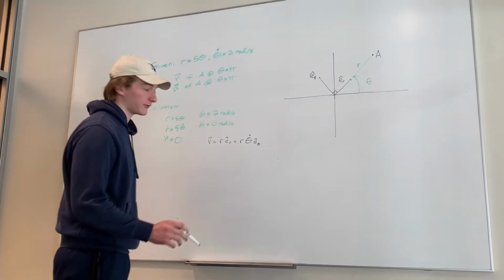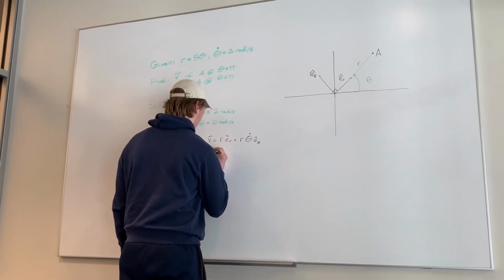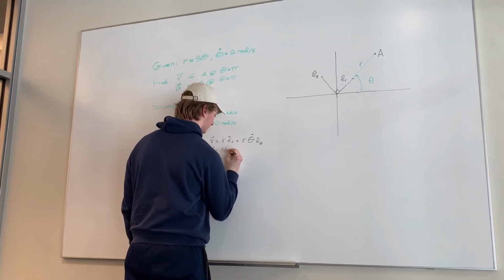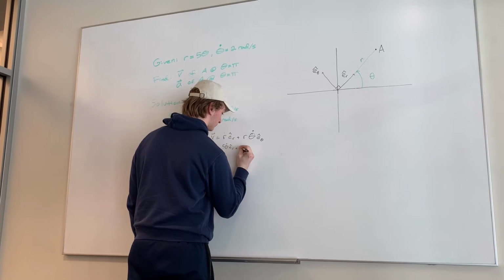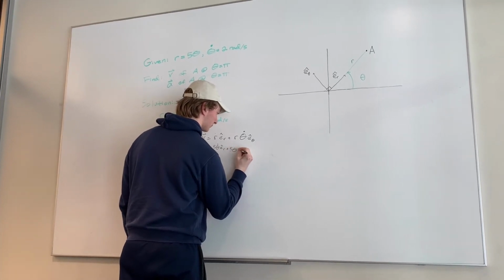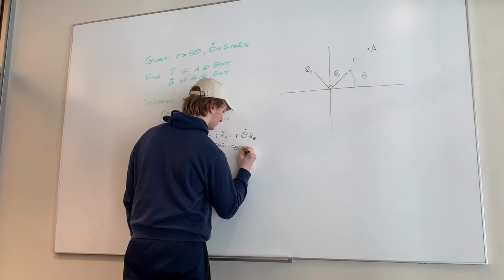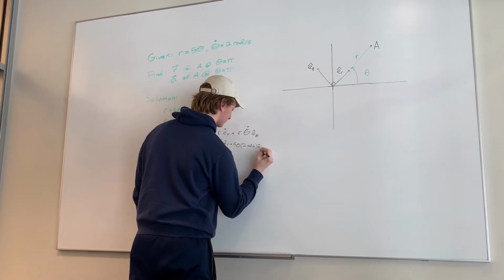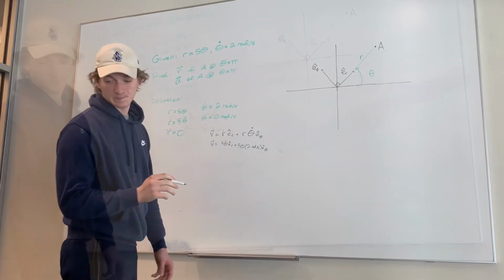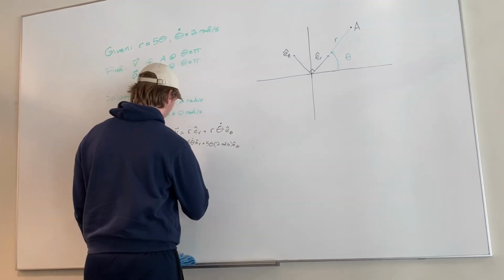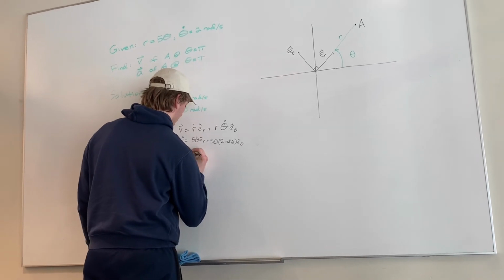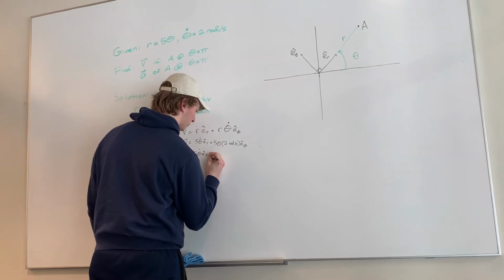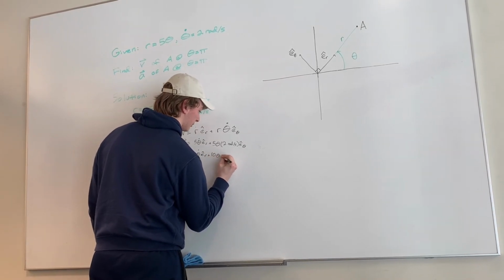The velocity vector equation, after plugging in the values, becomes 5 theta dot e r hat plus 10 theta e theta hat.